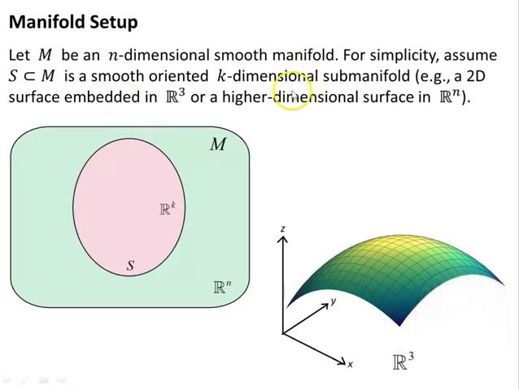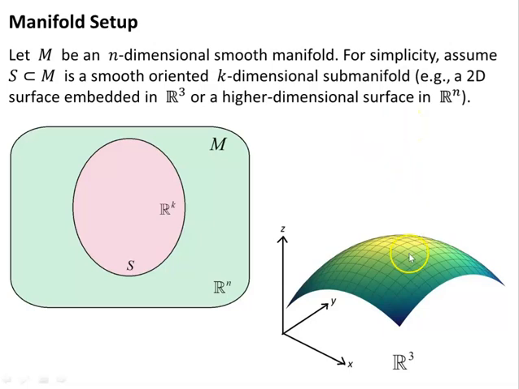All right, so let's look at our setup. We let M be an n-dimensional smooth manifold. For simplicity, we'll assume that the surface S contained in the manifold M is a smooth oriented k-dimensional submanifold, e.g. a 2D surface embedded in R3, as I was just speaking about a minute ago, or a higher-dimensional surface in Rn. So this video is about the general case.